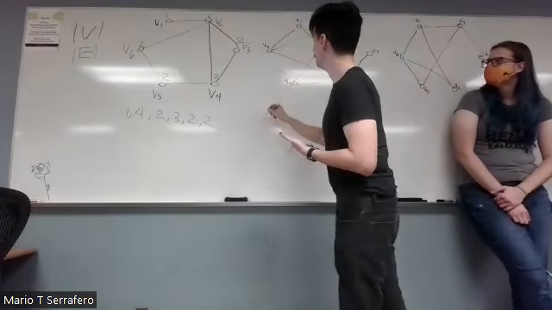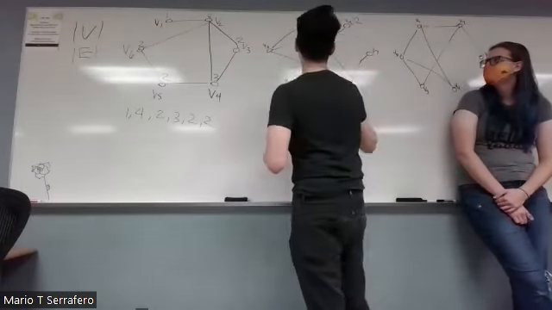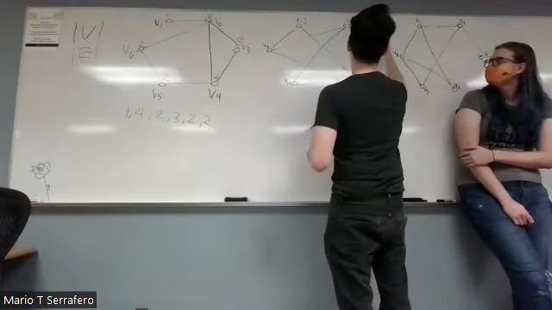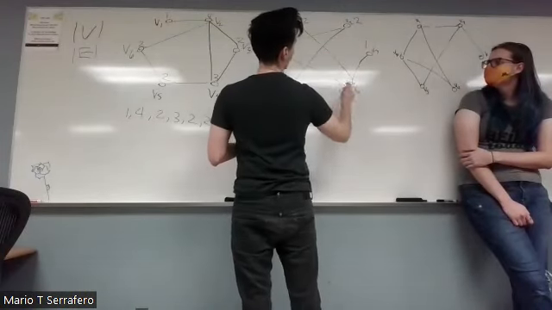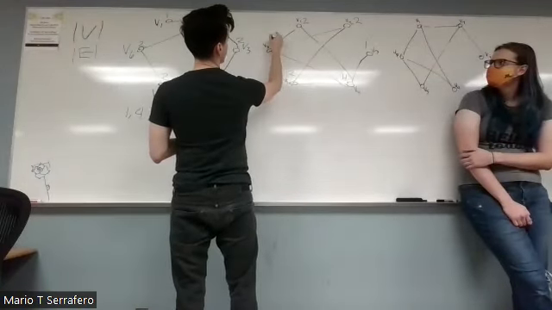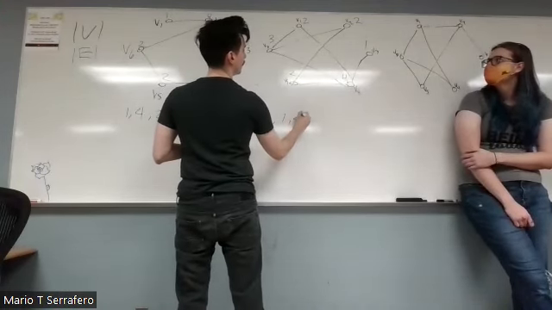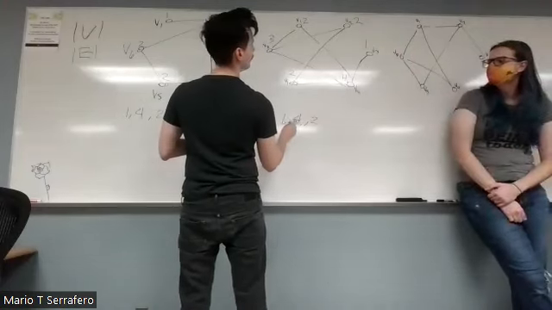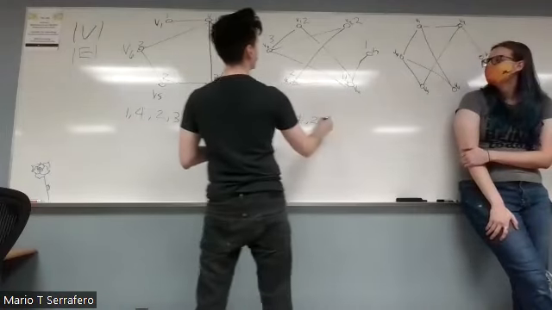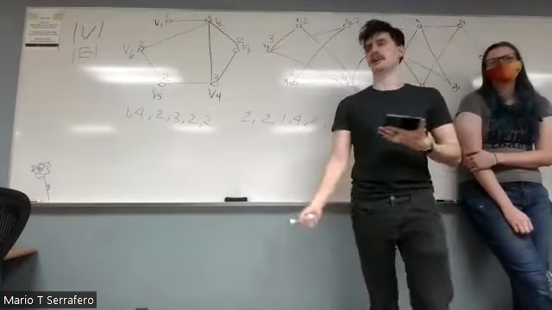I'm going to start with B1. This is clearly degree 2. B2 is clearly degree 2. B6 is degree 2. This is degree 1. This is degree 4. This is degree 2, and this is degree 3. Okay, so now I write the list: 2, 2, 1, 4, 2, 3. Okay, so are these lists permutations of one another?